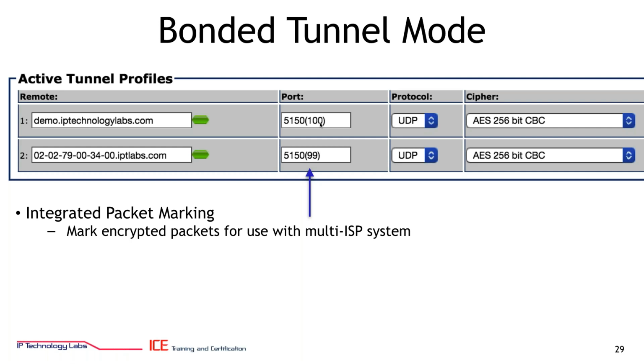So if I was doing this as a bonded tunnel setup and I wanted each of these tunnels to go through a different ISP, I would have Ethernet interfaces connected to each of those ISPs, creating virtual routing tables. I would have one tunnel set for a packet marking of 100, my other tunnel set for a packet marking of 99, and then I would create a rule saying, hey, any traffic marked 100, go out ISP number 1. Any traffic that is marked 99, send out ISP number 2.